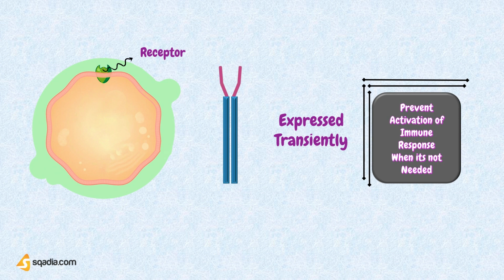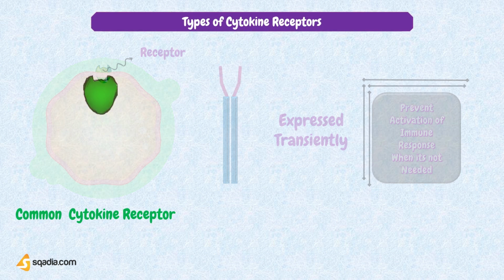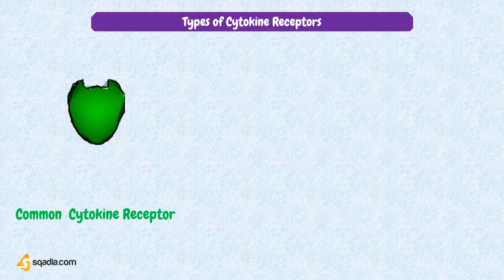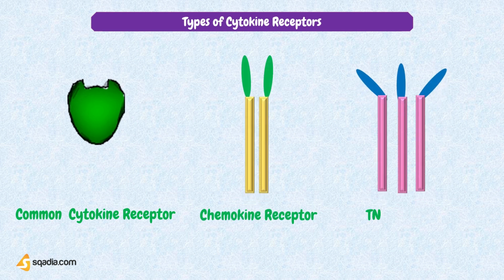The three main types of receptors are the common cytokine receptor family, the chemokine receptor, and the TNF receptor. There are many other types of receptors, but we will only discuss the three main types here.